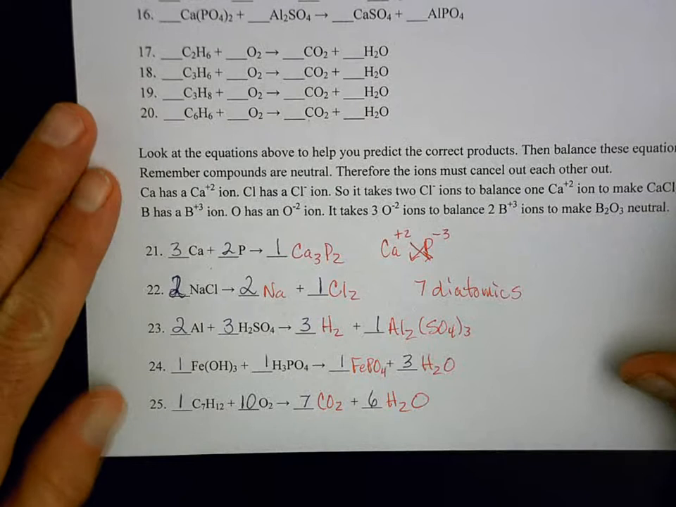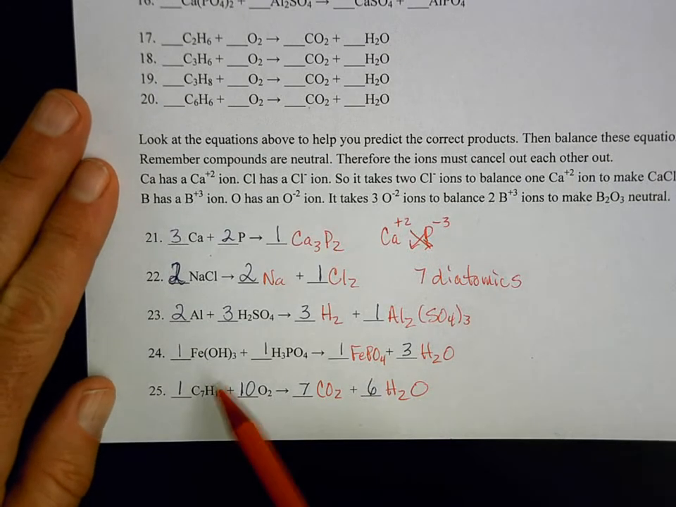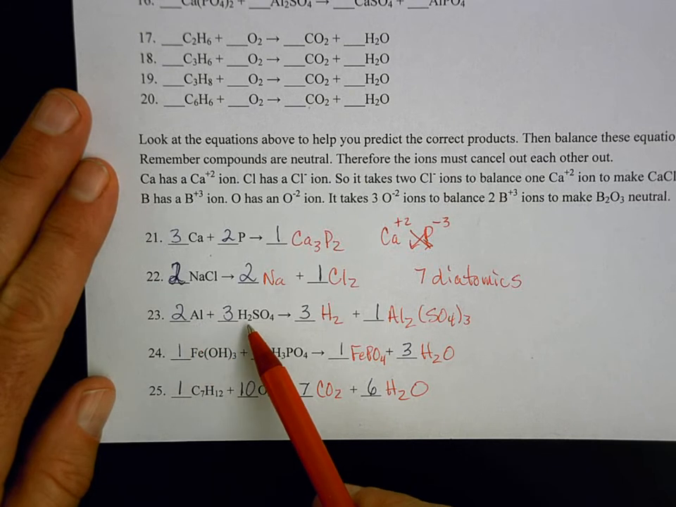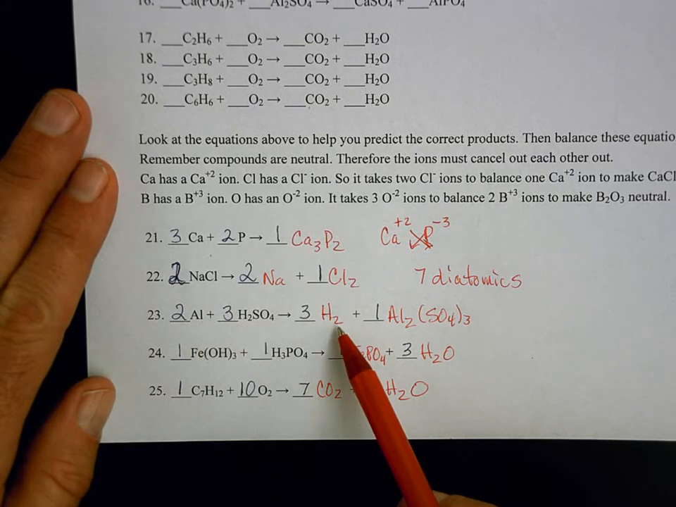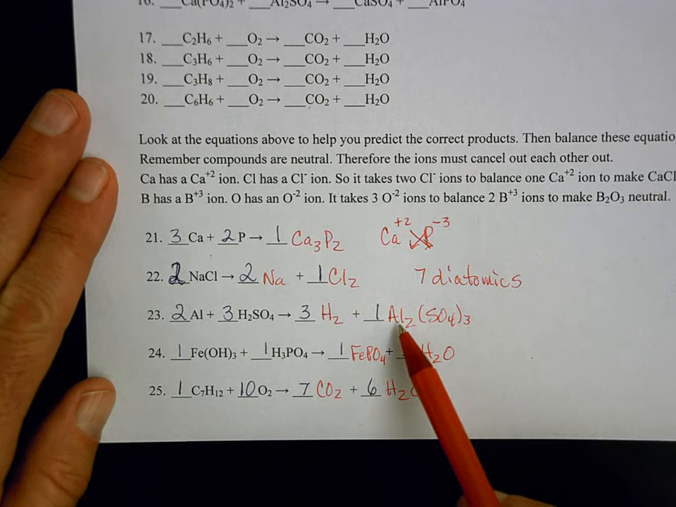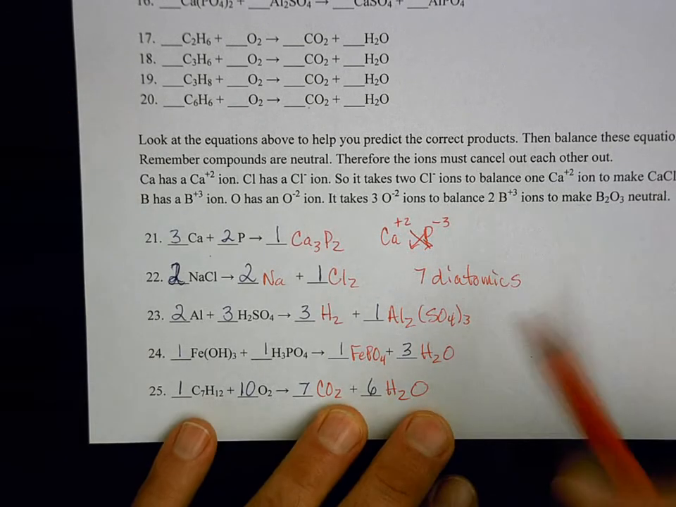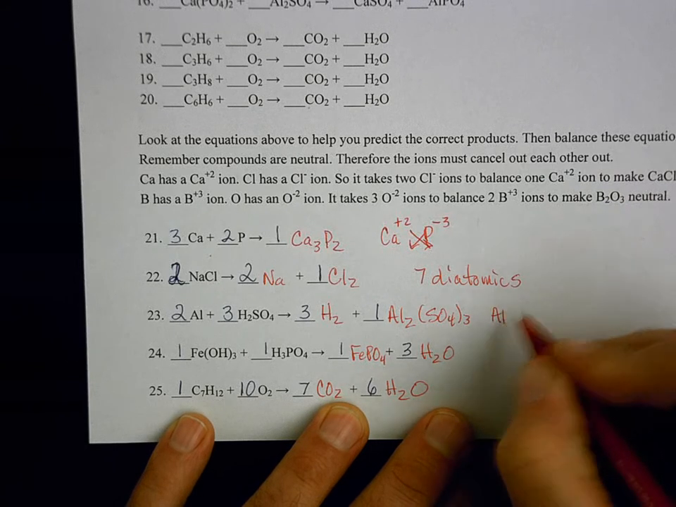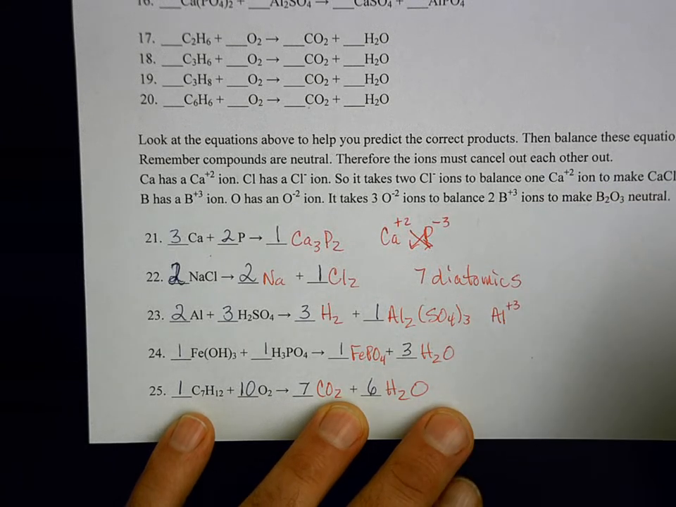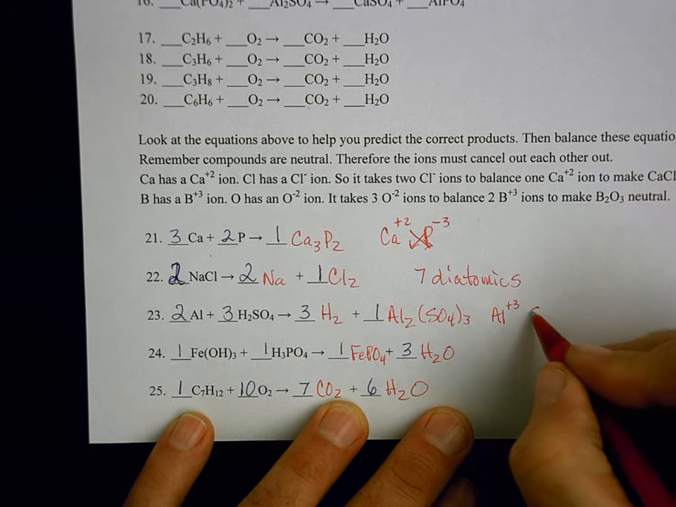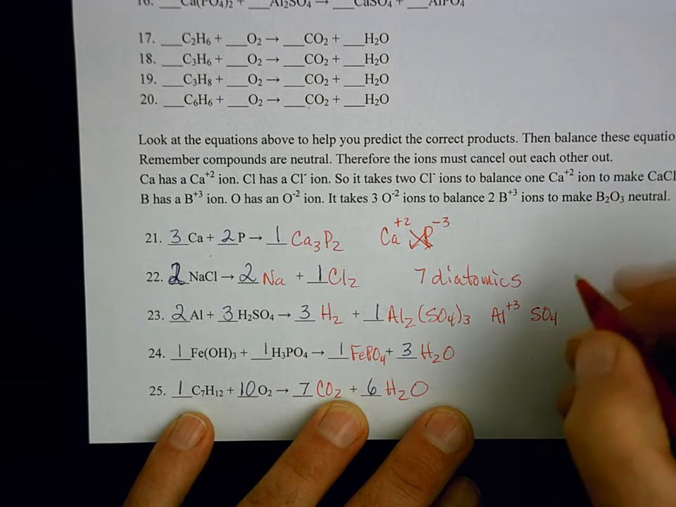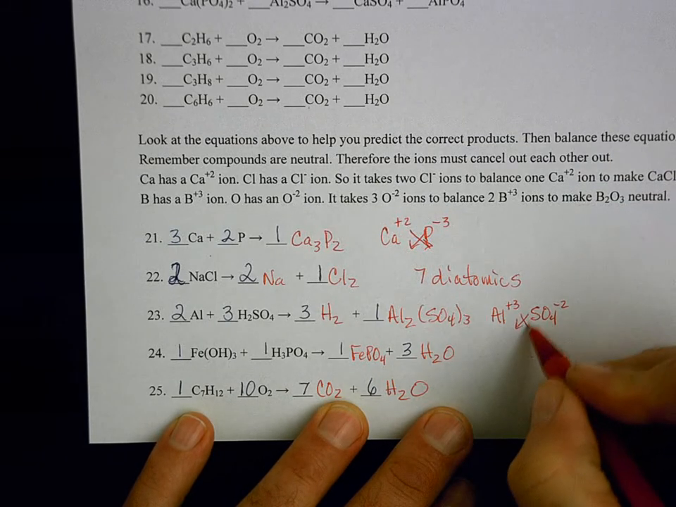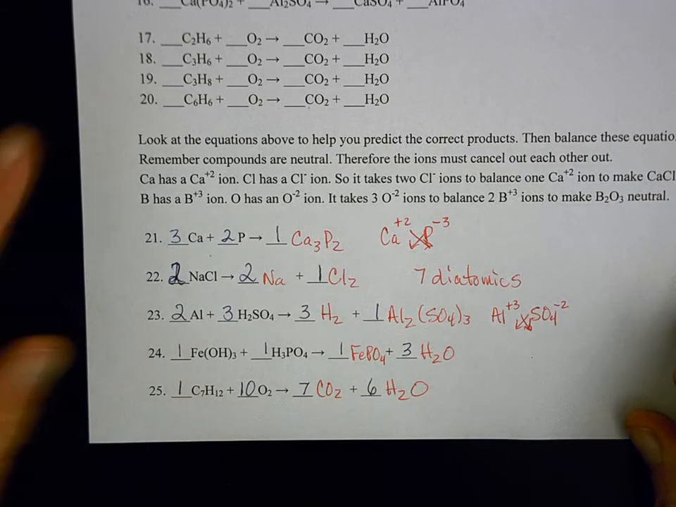And so we can see in 23 that I have aluminum all by itself on this side, replacing the hydrogen to give me just hydrogen all by itself. And then aluminum is now part of the compound. And again, in terms of how I got this compound, aluminum, of course, is a +3 charge. Remember our pattern. SO4 from our ion sheet is a -2 charge, and then doing the crisscross gives us our Al2(SO4)3.